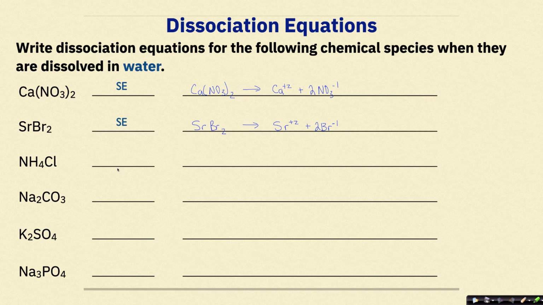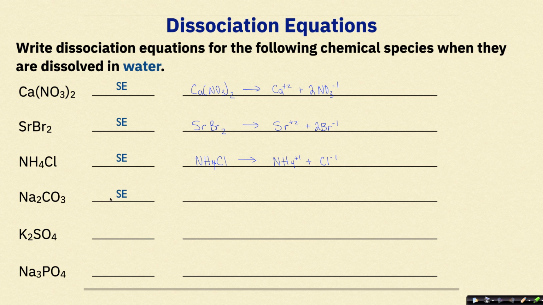NH4Cl is also a strong electrolyte because the ammonium ion is very soluble in water. So we're going to recopy NH4Cl. It's a sad looking 4. And that is going to break down into the ammonium ion, NH4+1, and the chloride ion, Cl-1. And we don't need any coefficients in front because the ratio of positive to negative ions is 1 to 1.